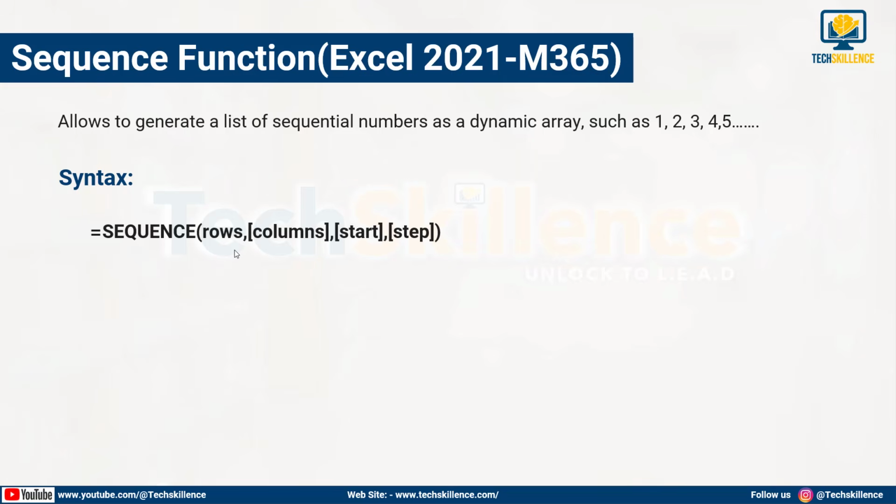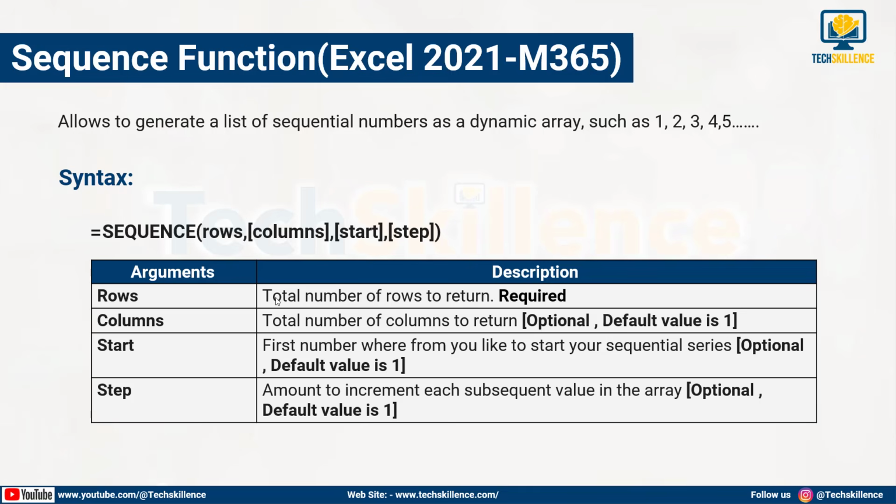So let's get into detail about the parameter usage. Number one, rows. It is where you have to define how many rows of sequential values you need to return, and that is a required parameter. Number two, where you need to mention for how many columns you're looking for values. This is an optional parameter, as I mentioned earlier, and every optional parameter comes with a default value.